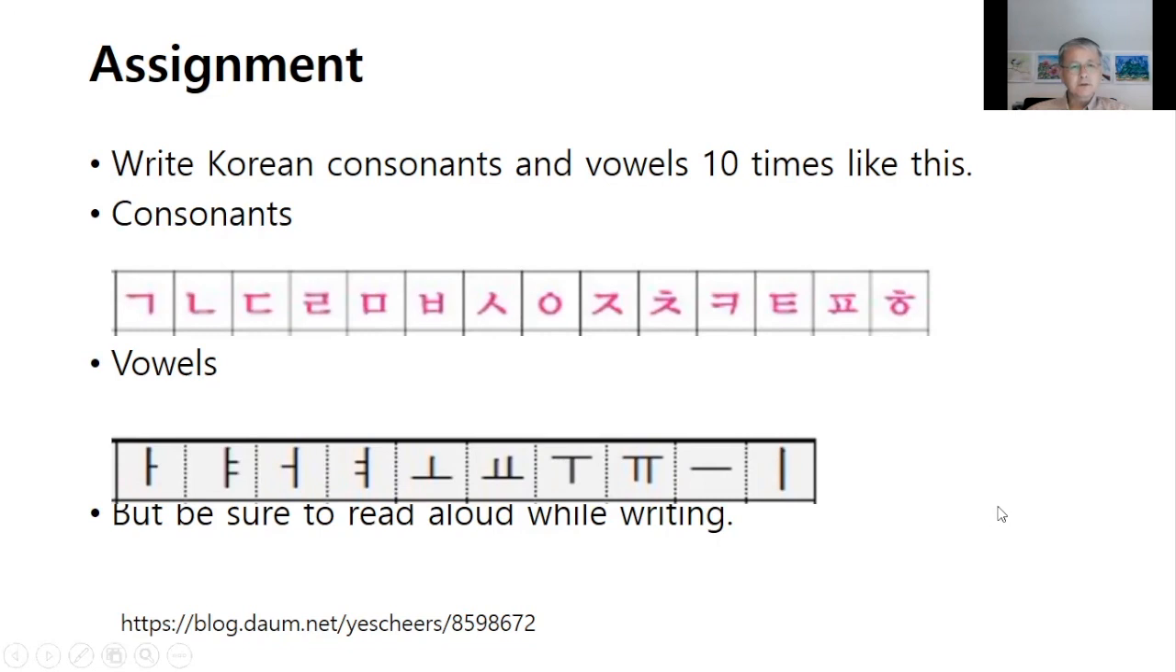And today is the first class, so I just introduced basic information of Korea and the Korean language. From next time, we are going to learn the Korean alphabet one by one. Okay, just remember to do your homework. Be sure to read aloud while writing your homework.